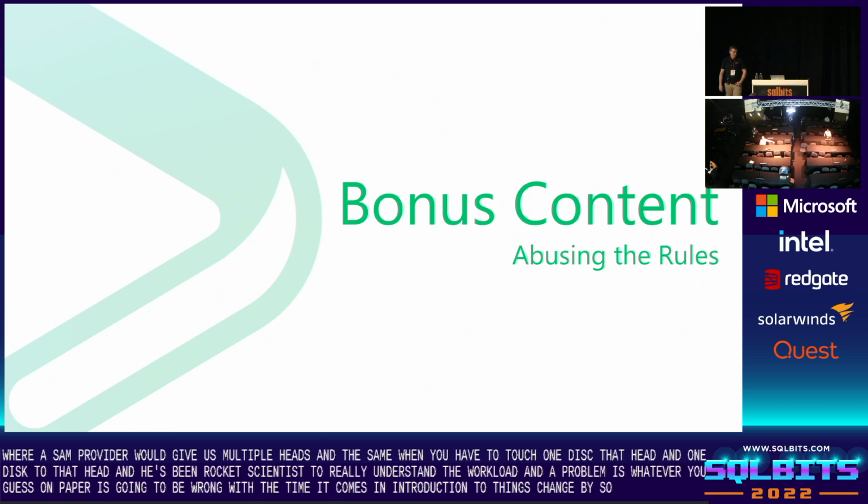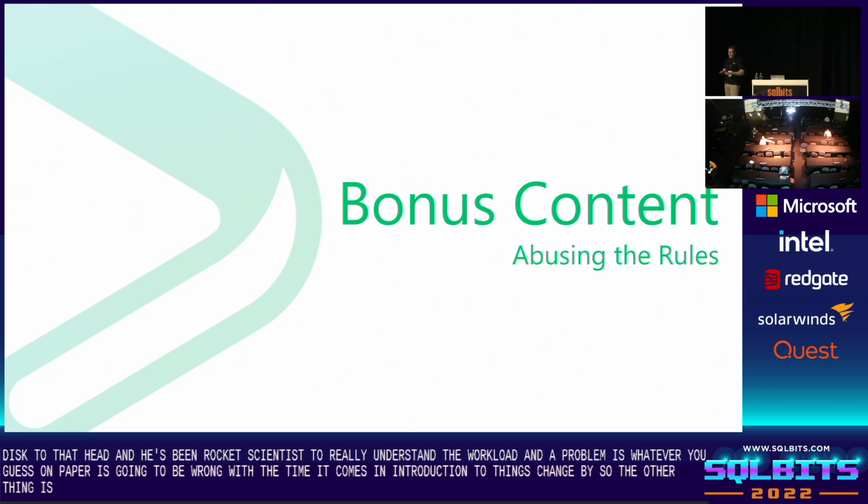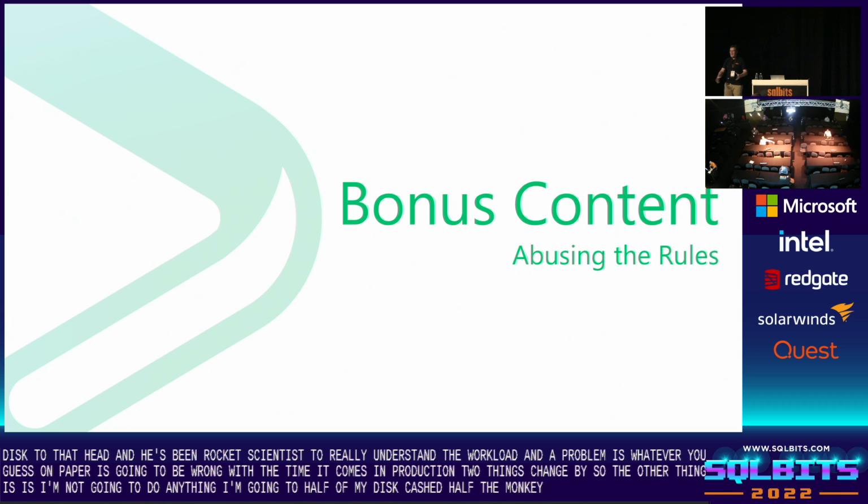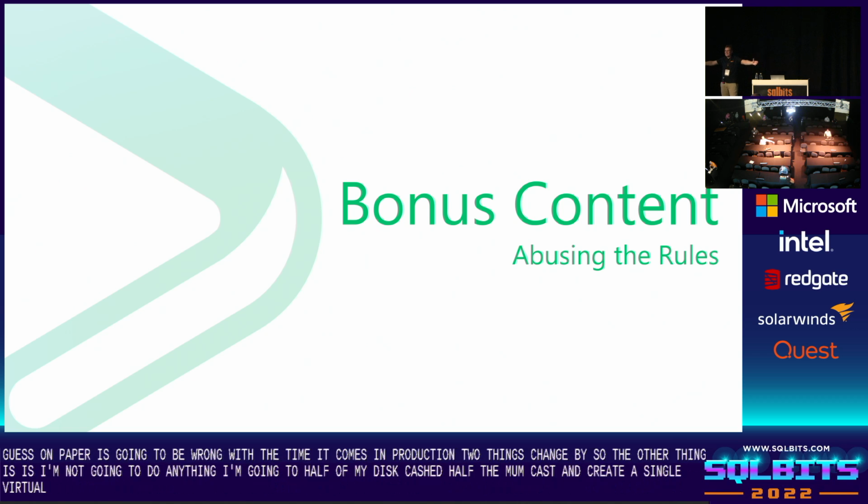So the other thing is, I'm not going to do any thinking. I'm going to create half of my disks cached, half of them uncached, and create a single virtual disk of a Frankenstein of completely random cached and uncached, right?